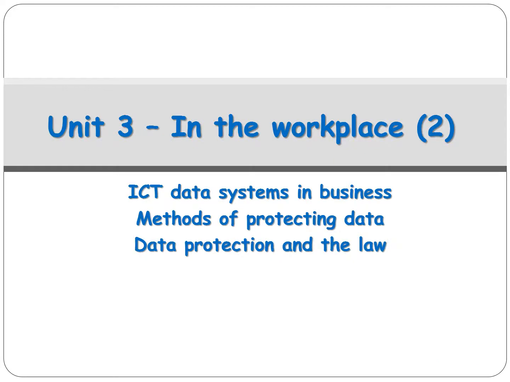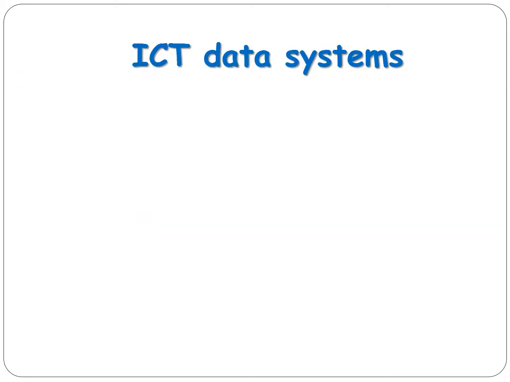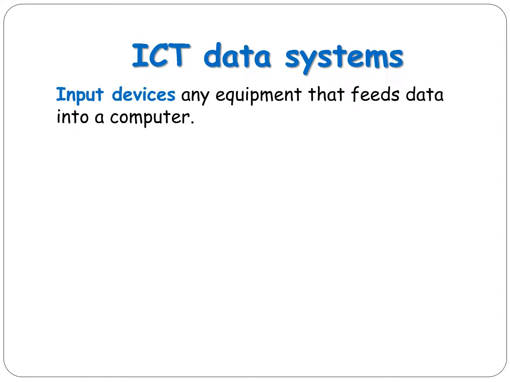This is the second video to look at in the workplace, and it specifically looks at ICT data systems in business, methods of protecting data, and data protection and the law. So the first thing we're looking at is ICT data systems, and the very first thing is input devices. Input devices are any equipment that feeds data into a computer. So try and name some now before we have a look at the answers.